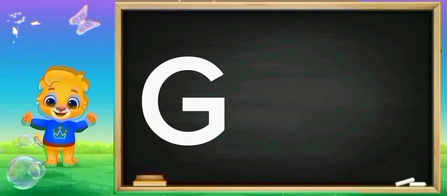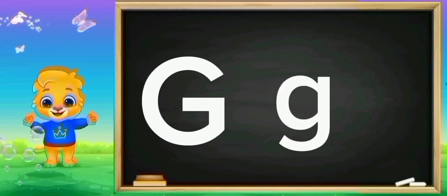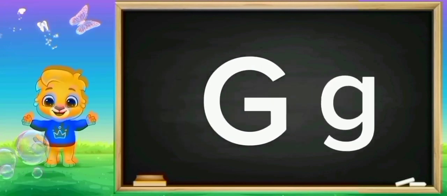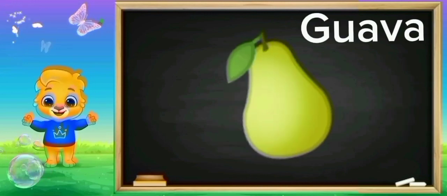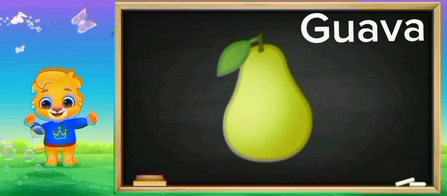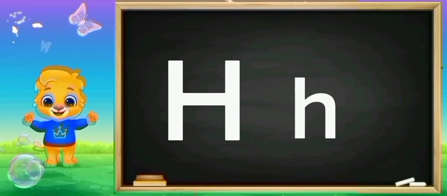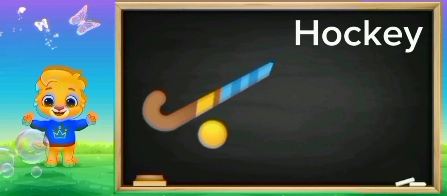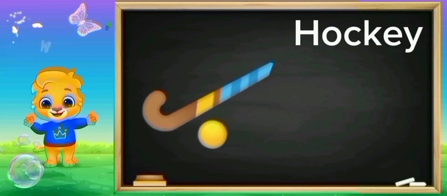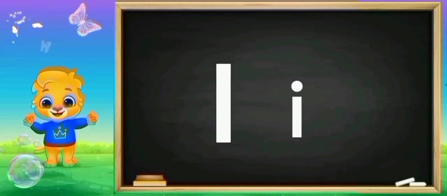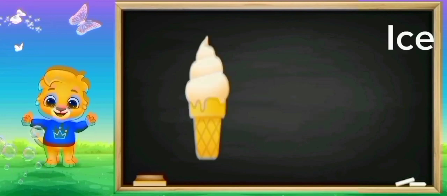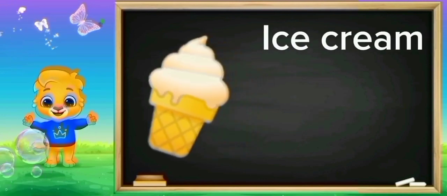Capital G, small g for guava. Capital H, small h for hockey. Capital I, small i for ice cream.